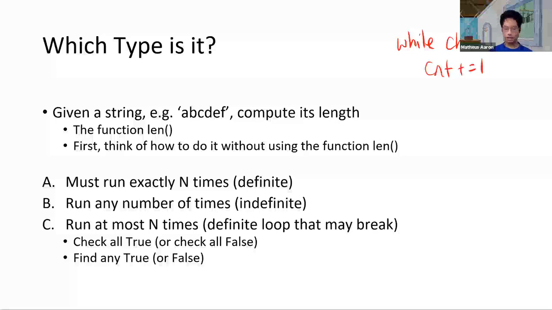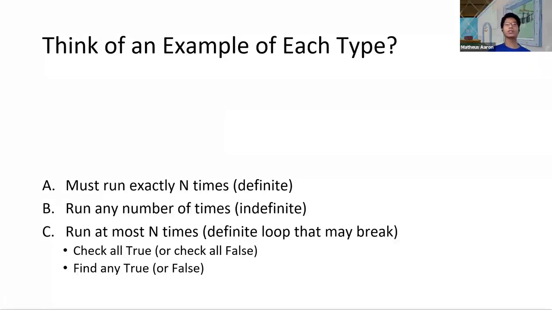Okay, so with that, we have an exercise. A very simple exercise, which is to try to think of an example of each type. It doesn't have to be a Python problem. It can be just a real life problem. What is something that we do that must run exactly n times?